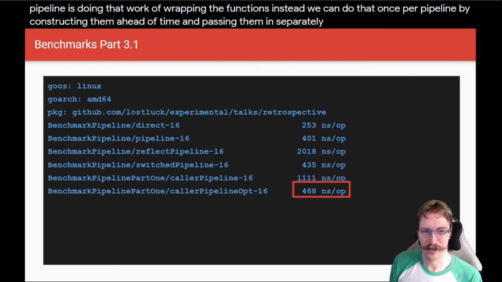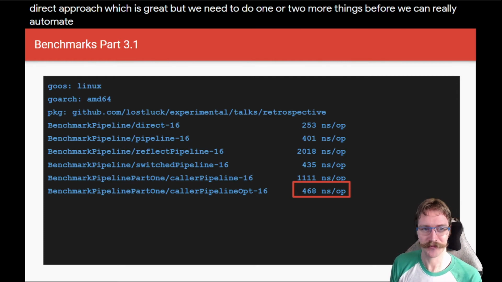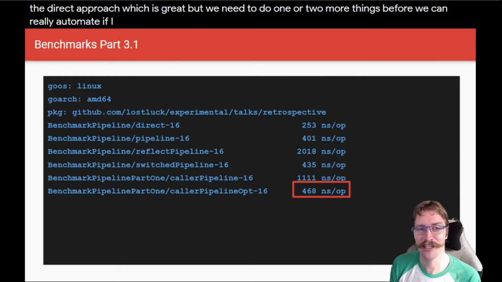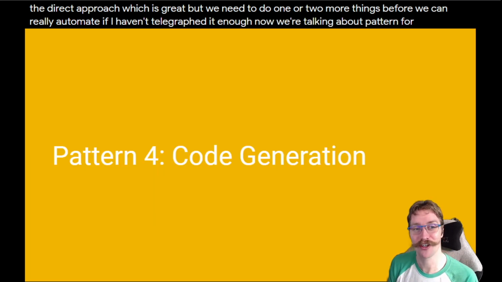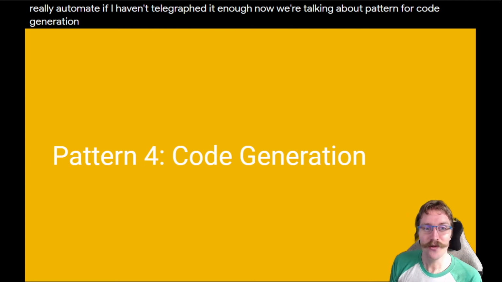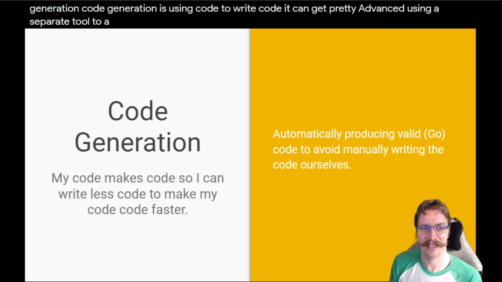This brings the benchmarks back down to within 2 times the direct approach, which is great, but we need to do 1 or 2 more things before we can really automate. If I haven't telegraphed it enough, now we're talking about pattern 4, code generation. Code generation is using code to write code. It can get pretty advanced, using a separate tool to statically analyze your code and generate new code from it.